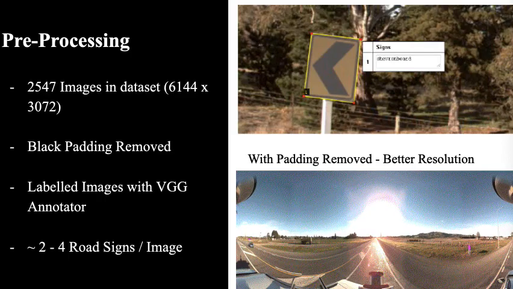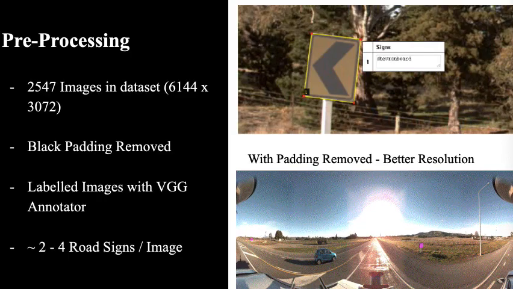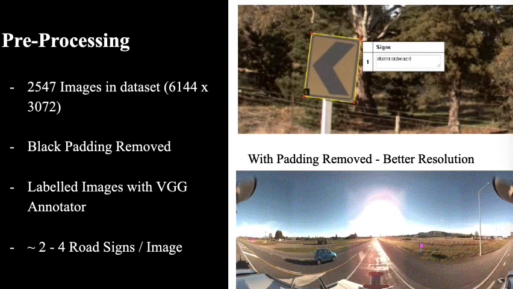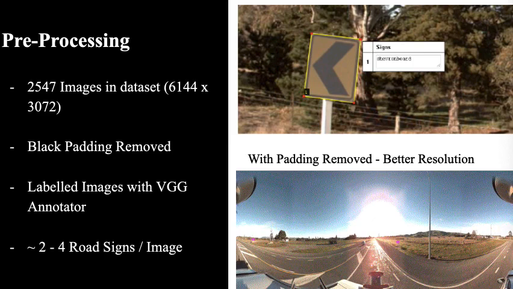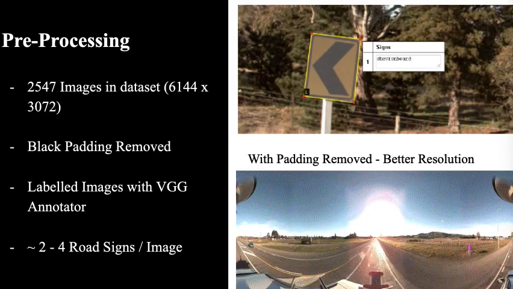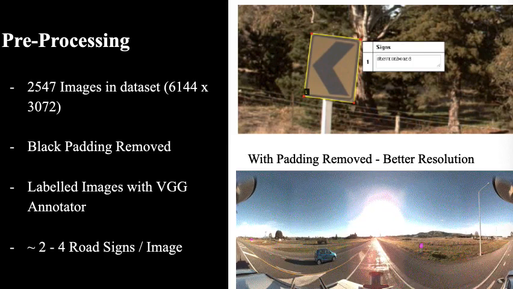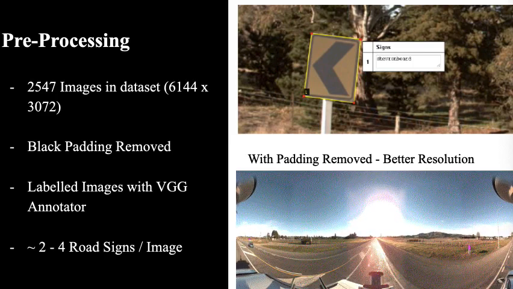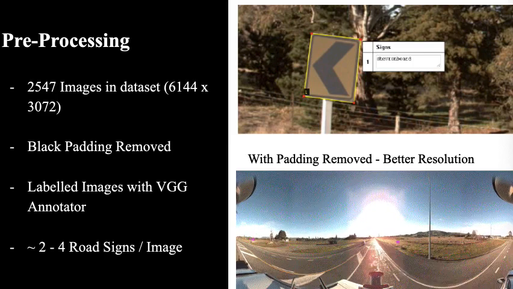The dataset consisted of over 2,500 panoramic images. We labeled every road sign in each image using an image annotator called VGG. VGG allowed us to create a polygon around the instance of each road sign with its specific class, then output this information in JSON format with its coordinates.